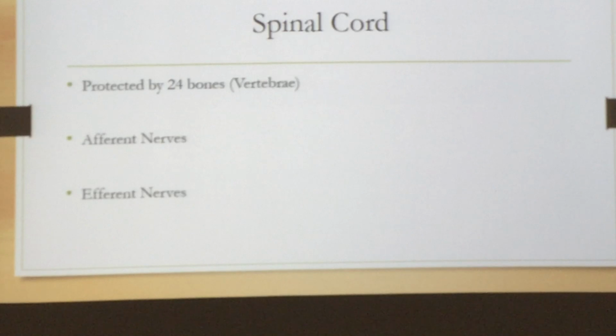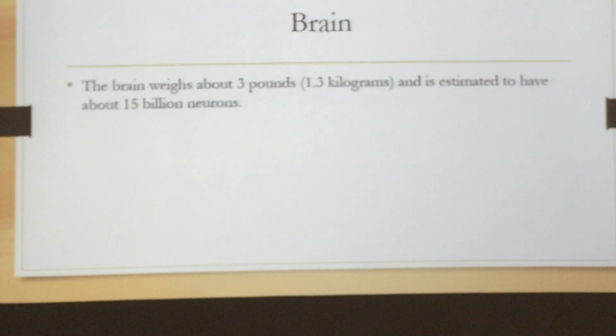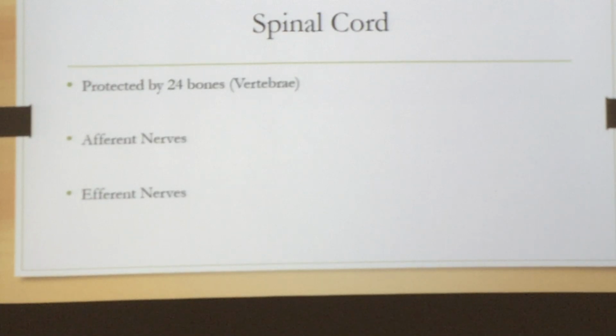So, the spinal cord is protected by 24 vertebrae. We break the vertebrae up into several regions. We talk about the cervical vertebrae, the thoracic, the lumbar, the sacral, and then the coccyx. The coccyx and sacral really are not vertebrae, but they are involved with the spinal cord. You've got your afferent nerves, which we have talked about, and your efferent nerves, okay?